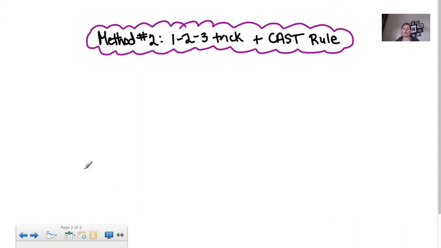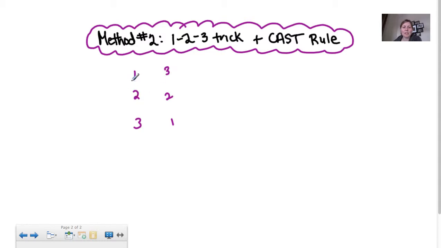So it's the 1, 2, 3 trick, but then we also have to consider the CAST rule. So for you to remember what the points are for your pi on 6, pi on 4, and pi on 3 angles, this is how the trick works. We're going to write the numbers starting at the top, 1, 2, 3. Then we're going to shift over and write the numbers 1, 2, and 3 again.